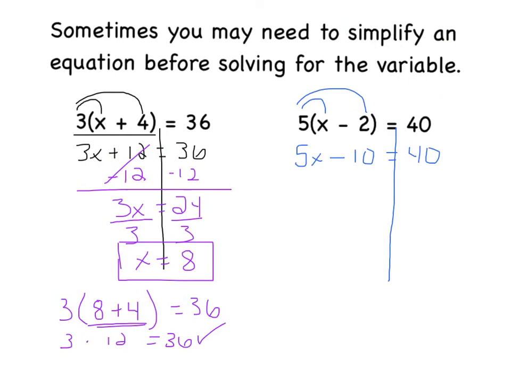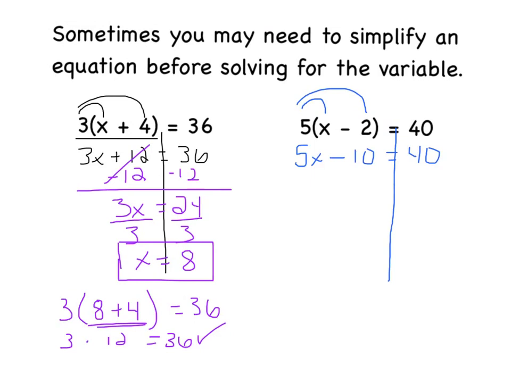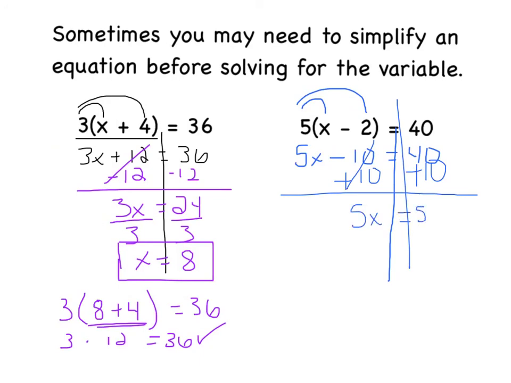So it says minus 10, so we're going to add 10 to both sides. The 10s cancel out, so we have 5x equals 50. The x is being multiplied by 5, so we have to divide by 5 to get rid of it, to leave the variable on a side by itself. The 5s cancel out, so x equals 50 divided by 5, which is 10.